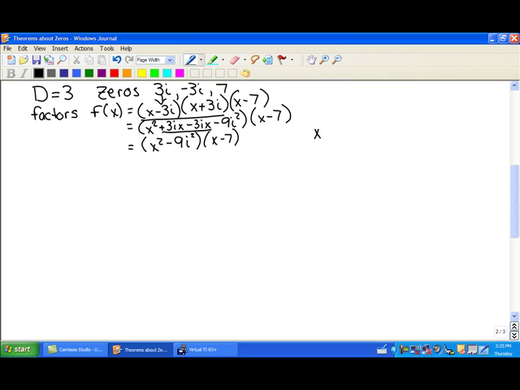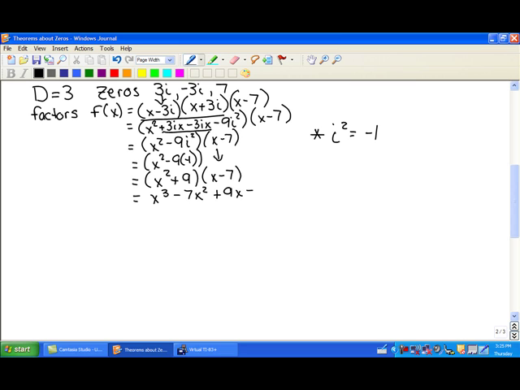Recall from our complex numbers the fact that i squared is actually equal to the real number of negative 1 and substitute that in. That will give us x squared minus 9 times negative 1, which is the same thing as x squared plus 9. We still have to multiply that by the x minus 7. At this point, it's just a FOIL or a distributive property, giving us x cubed minus 7x squared plus 9x minus 63. So that is the polynomial that has the three answers of 3i, negative 3i, and positive 7.